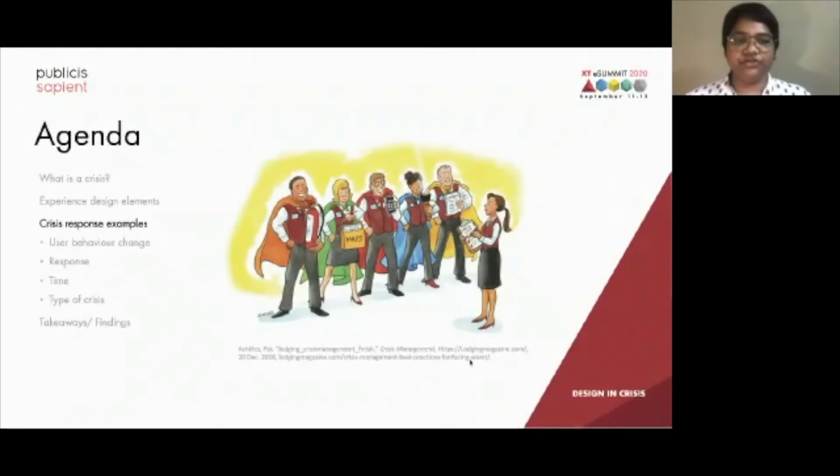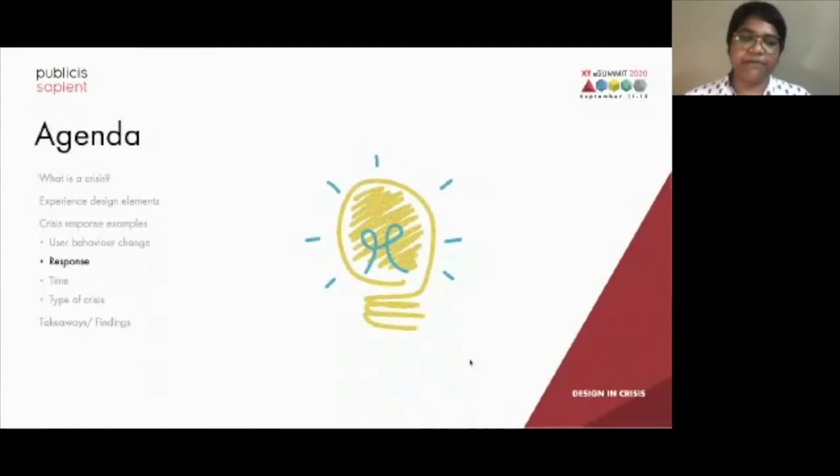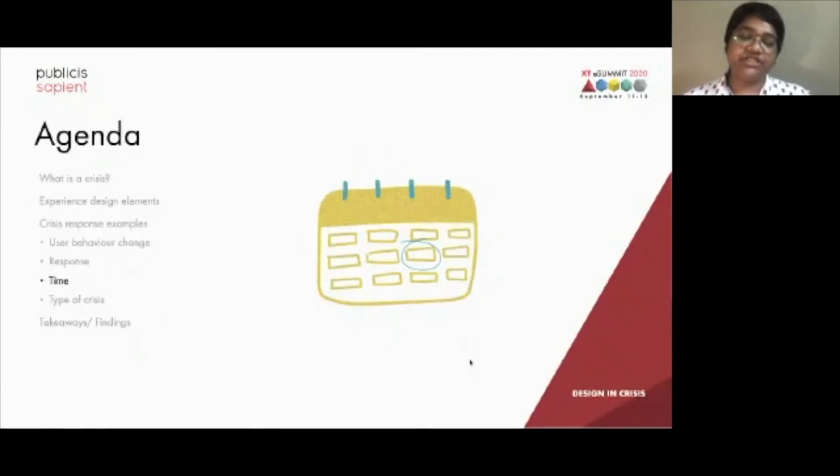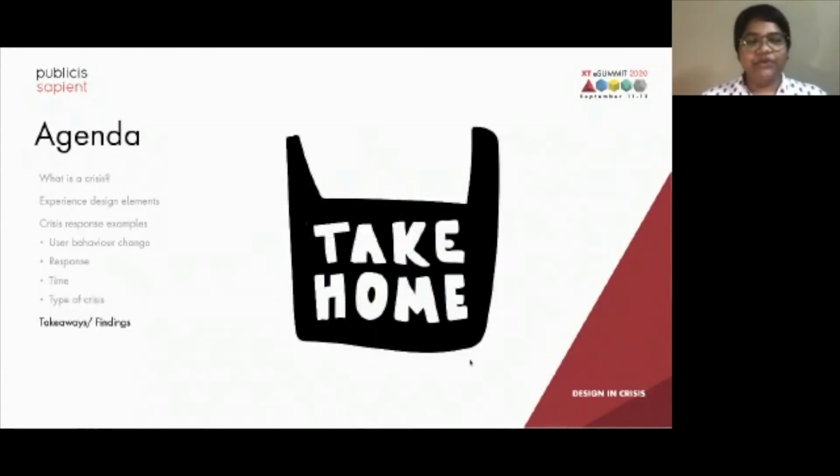And then we'll move on to discussing the examples. And during those discussions, we'll talk about the user behavior change, the response by the product or the company, the time at which the response was out, and the type of crisis it was. And then finally, we'll try and take out some of the findings from those examples.